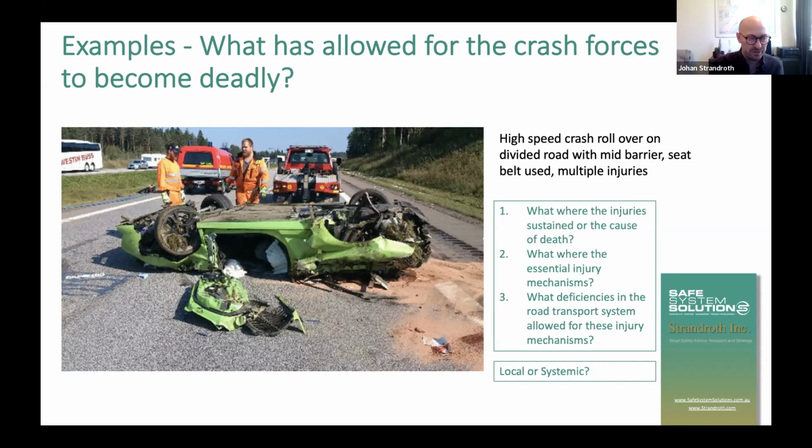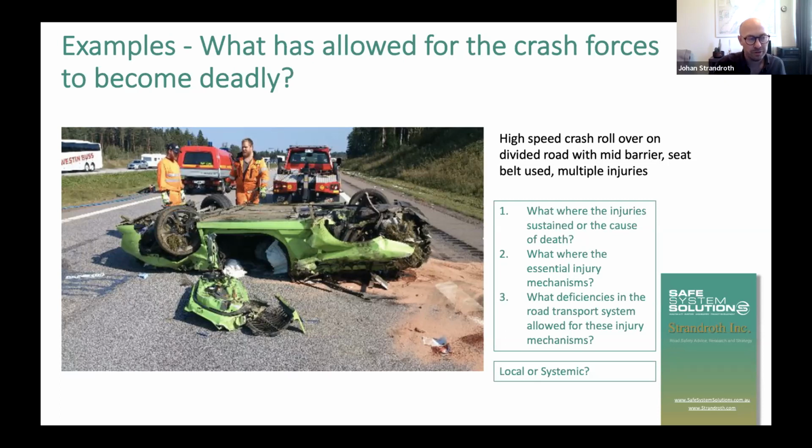The cause of death was pretty much that their head got crushed, and that's the injury mechanism and the cause of death. But what deficiencies in the road transport system actually allowed for that to happen? Well, it's a 5-star road. We have the barrier in place. It's a decent car, even though I don't think we've crash tested it. It's not known to be unsafe. But the speed in this crash is just ridiculously high.